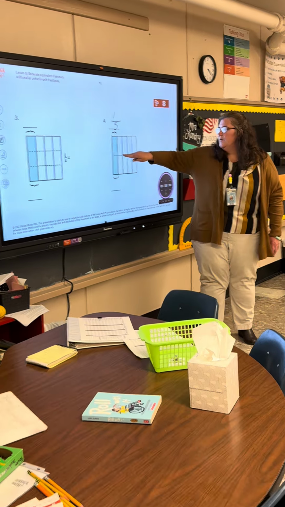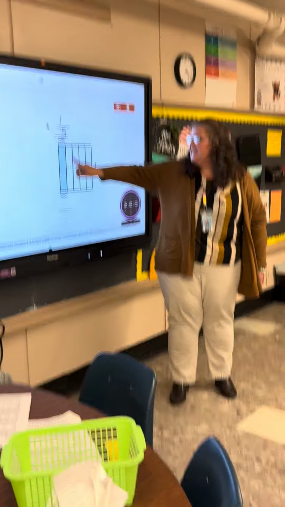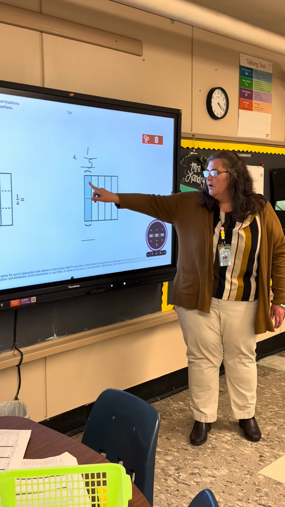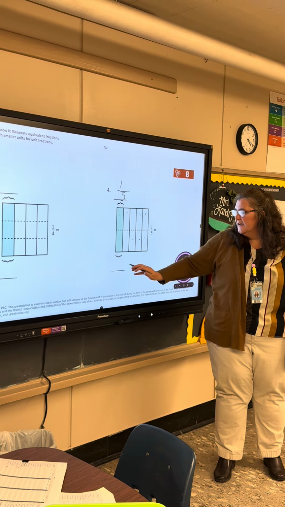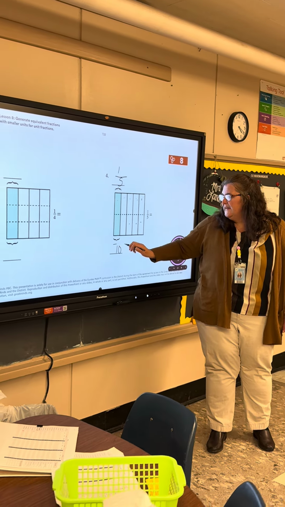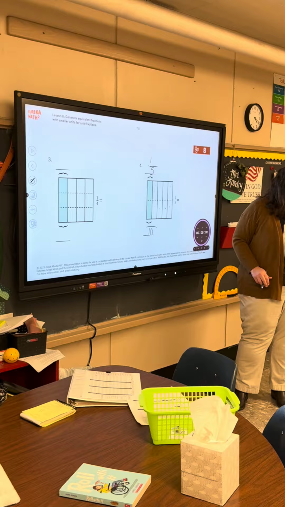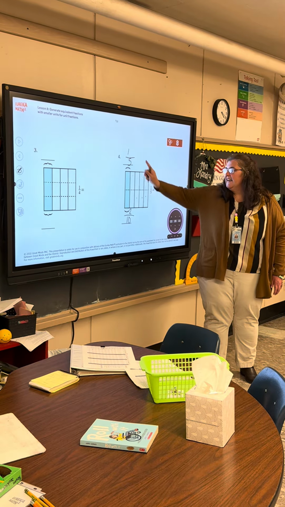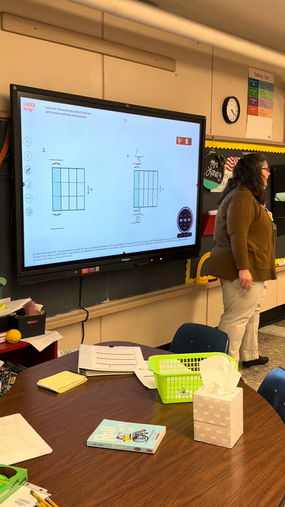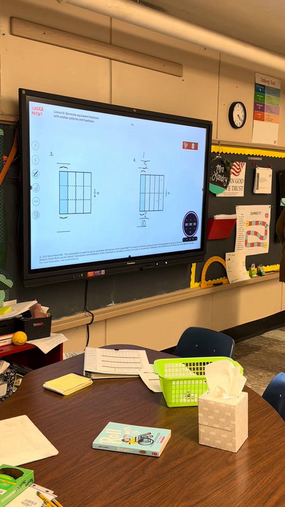So once they do that horizontal line, how many sections do they have? Let's count. 1, 2, 3, 4, 9, 10. So that's 10. And how many of those tenths are shaded in? 2. So I think a lot of you figured out that 1/5 was equivalent to 2 tenths.